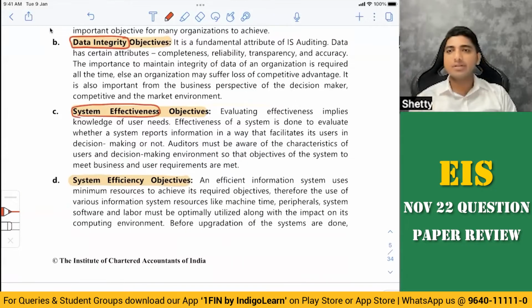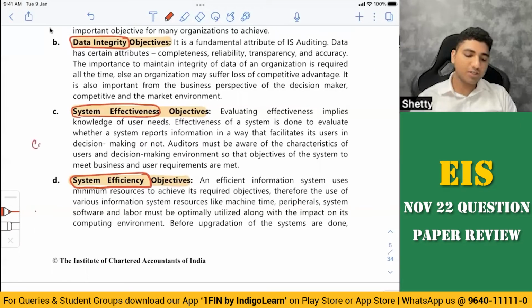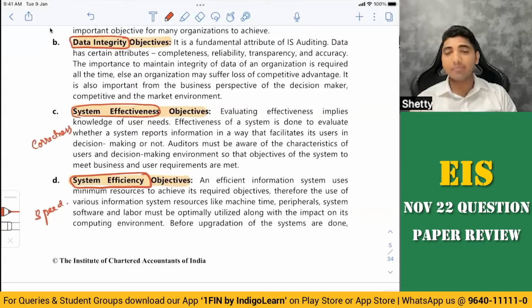What is system effectiveness and efficiency? Let me take both the points together. Effectiveness talks about whether your data is correct or not. So it is talking about the correctness of the data, and efficiency is talking about speed. If you are using some net banking, you may have seen that some banks' software is very fast, whereas some bank software is not very fast. So who has to say whether your software is working fast or not? That again happens with an EIS audit.